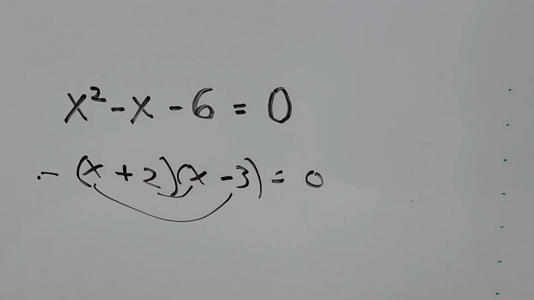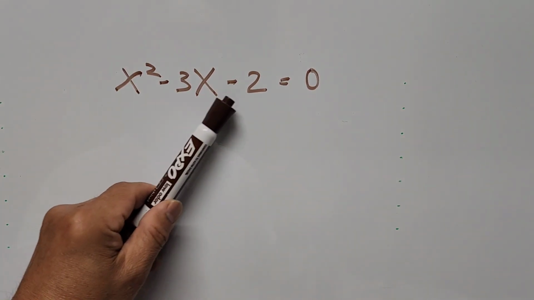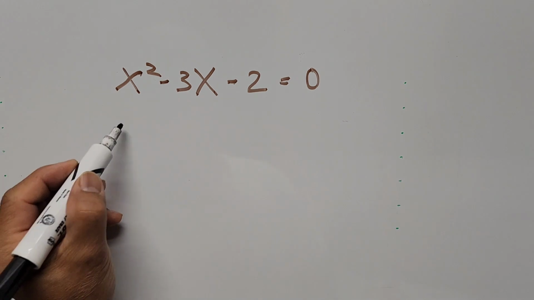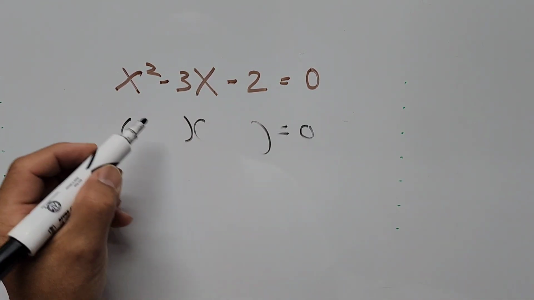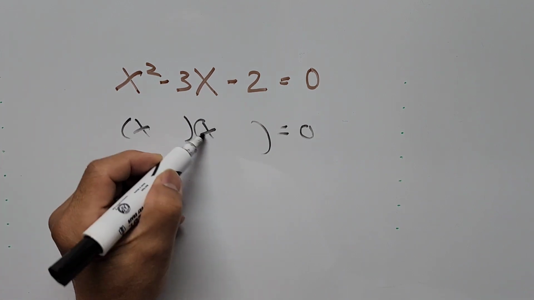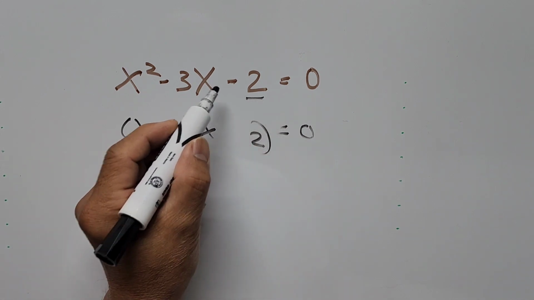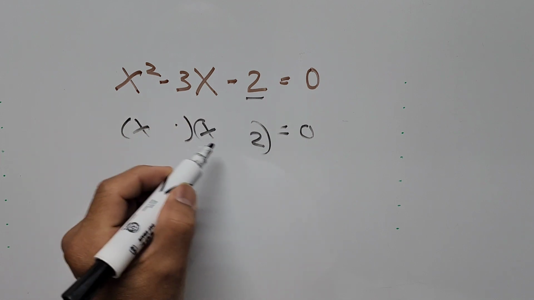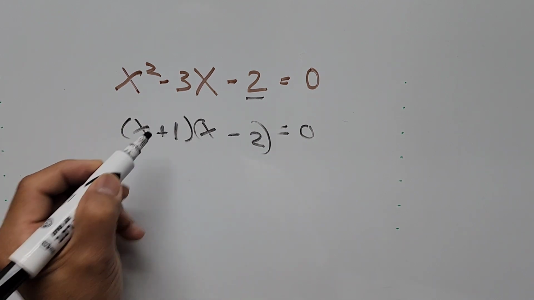And now let's go to equation number 2. Here we have the second equation, x squared minus 3x minus 2 equals 0. First, we have to try factoring it out. We have the parentheses over here, and then equate the factors to 0. So we have x and x, and the third term is negative 2. What are the factors of negative 2 that will add up to negative 3? That will be just 2 and 1, negative and positive.